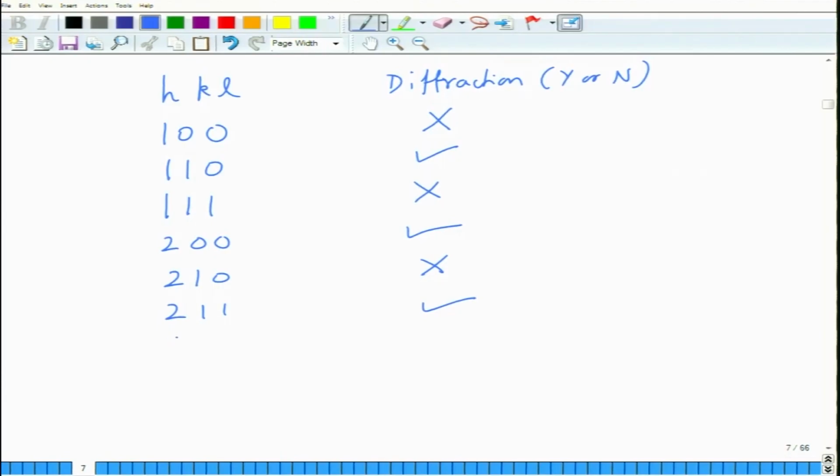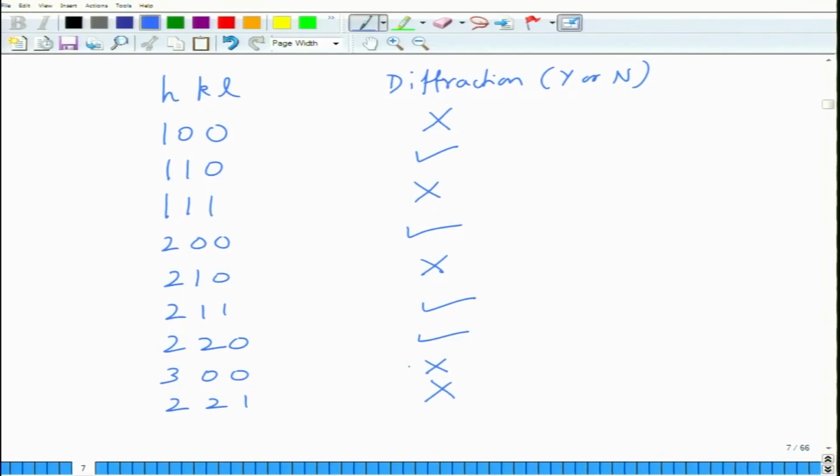Similarly now, what is the next one? It will diffract. What else? 3 0 0, it will... 2 2 1. So on and so forth, you keep building this series.